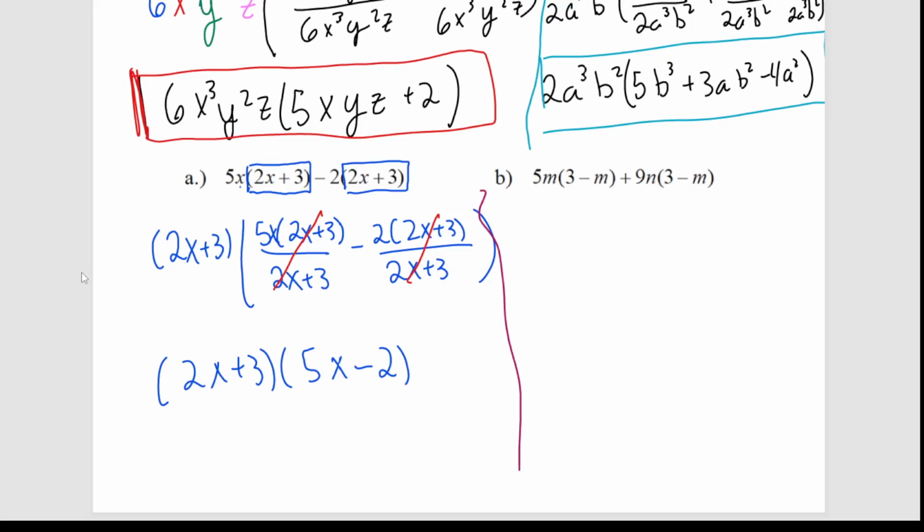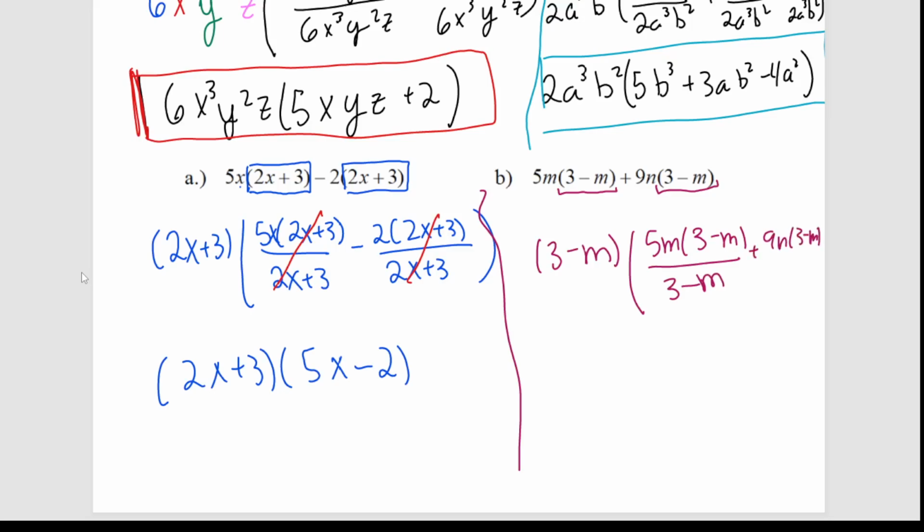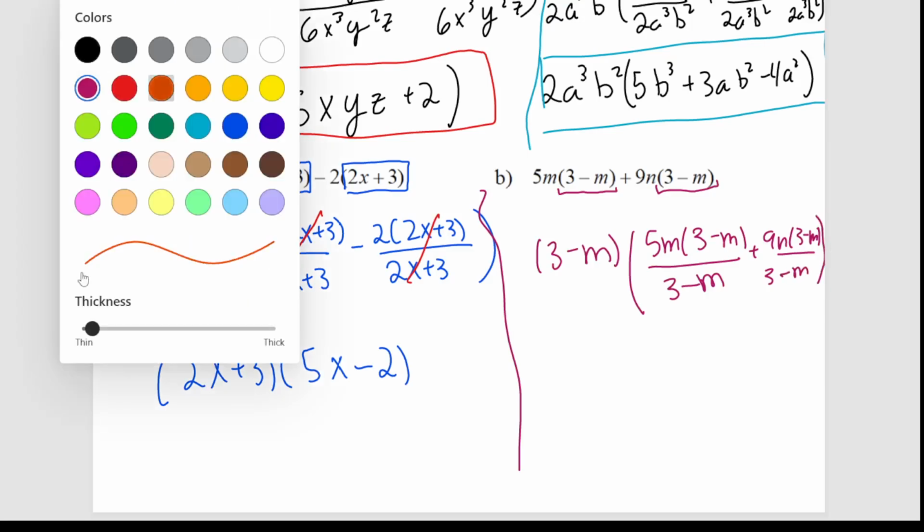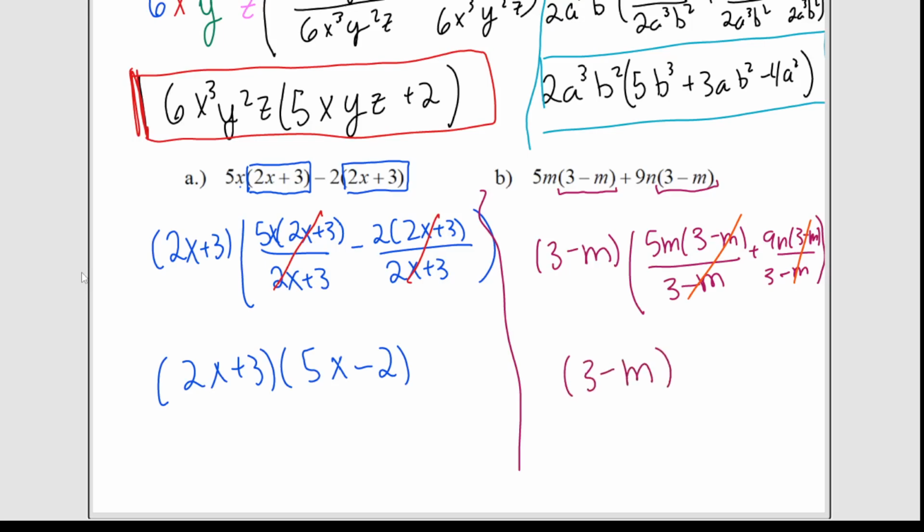Similarly, I can do the same thing with this next term. Here, 3 minus m and 3 minus m is what they have in common, but 5 and 9 otherwise don't have anything in common, and m and n don't otherwise have anything in common. So 3 minus m is their greatest common factor, and what's going to be left? This whole thing divided by 3 minus m, and then this whole thing divided by 3 minus m. When I do that division, anything divided by itself is just 1. So what you would be left with is 3 minus m times 5m plus 5n.